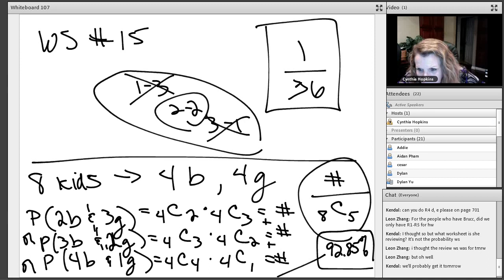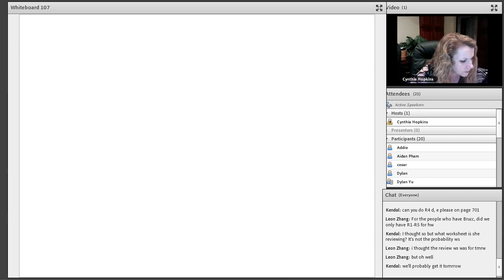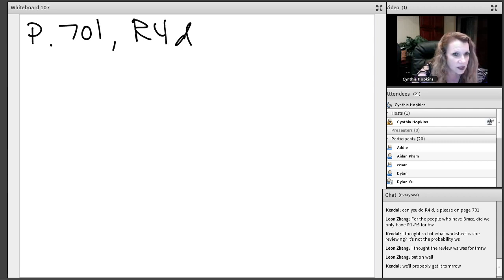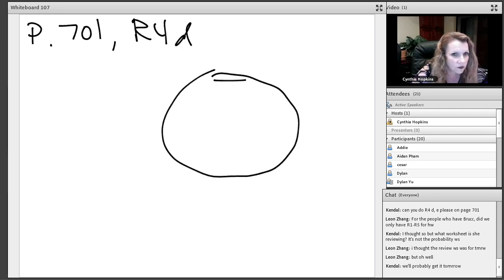I think I've done that one. Let me look. Page 701, R4. You know what? I haven't done D and E. I have done E, that was Amanda's. Let's look at D. How many different ways could the 7 letters be arranged in a circle? So we did R4, A, B, and C, and then D, a little bit weird putting it in a circle, but page 701, R4D.